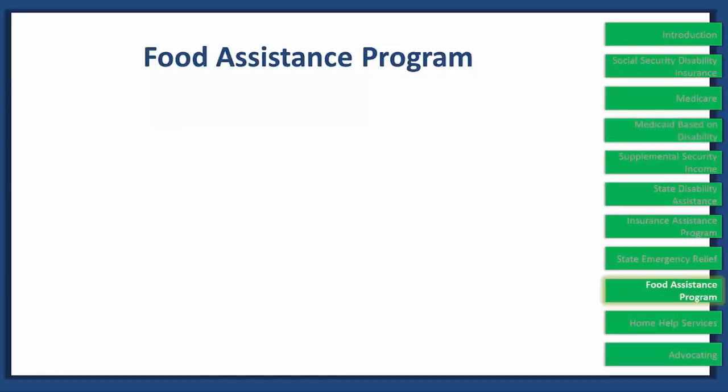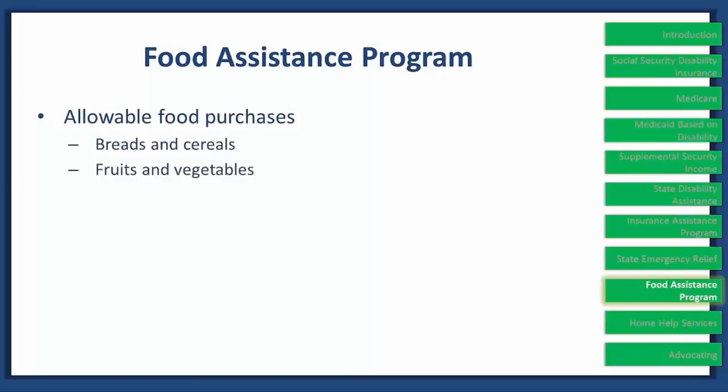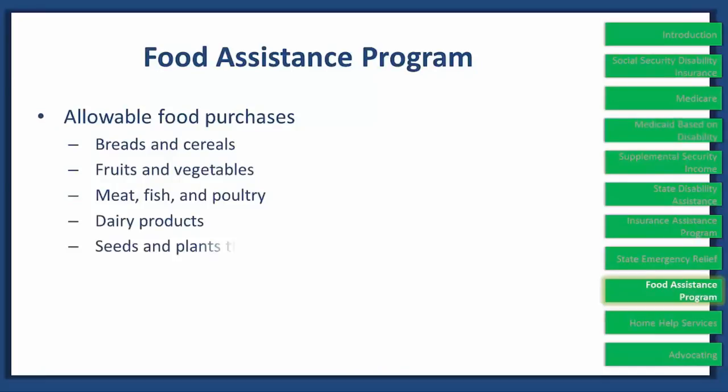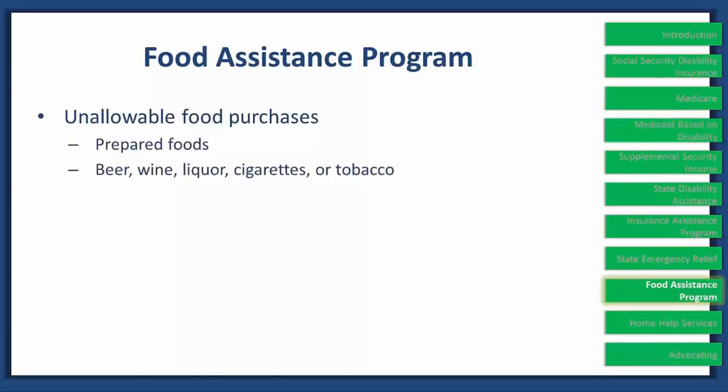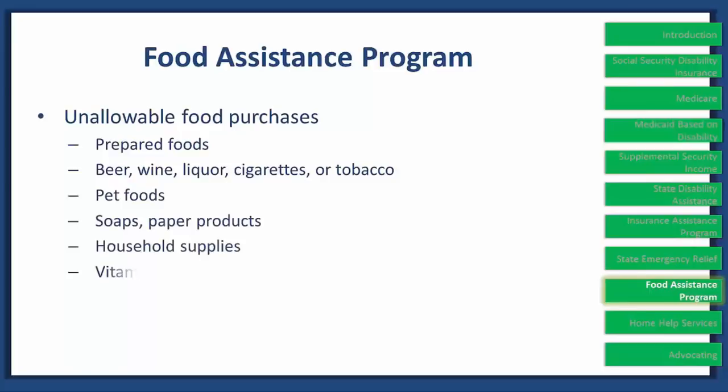The program can be used to buy foods that will be prepared in the home, such as breads and cereals, fruits and vegetables, meat, fish, and poultry, dairy products, and seeds and plants that produce food. The funds cannot be used to buy prepared foods, beer, wine, liquor, cigarettes or tobacco, pet foods, soaps or paper products, household supplies, vitamins and medicines, or food that will be eaten in the store.